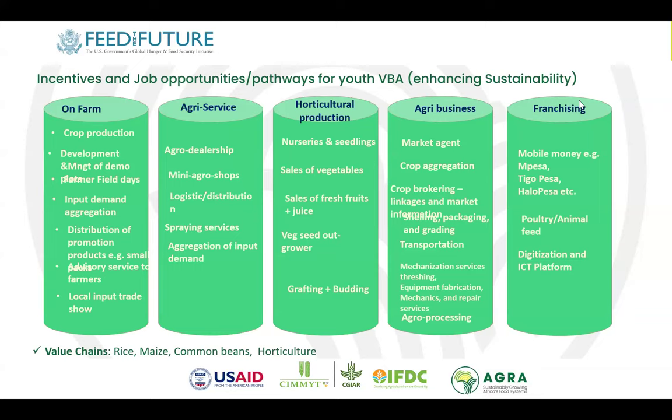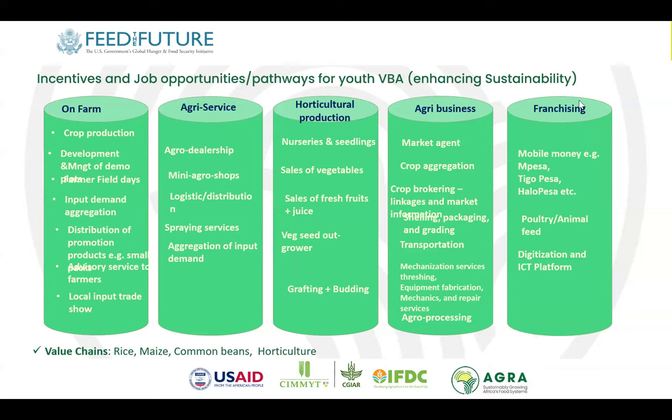Without forgetting, we started working with private companies, especially seed companies, in terms of having local input trade shows. Actually, for the seed companies, this was very successful. It has increased sales for many of the companies because we normally conducted it once before the start of the season. So that has been one of the instruments that has enabled seed companies to penetrate rural areas, but also cement knowledge in farmers about different seed varieties and other crop protection services.